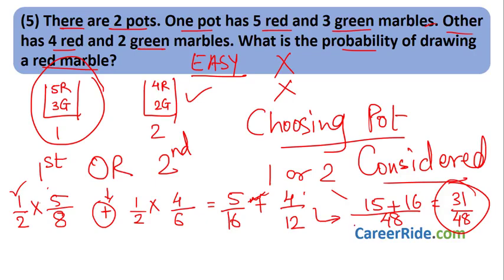See, the twist or trick here was to consider the probability of choosing a pot. If there are 2 pots, choosing one pot out of 2, the probability will always be 1 by 2 for both of them. The probability for choosing pot number 1 is 1 by 2, and for pot number 2 it is also 1 by 2. But we have to consider that 1 by 2 while choosing the red marble. Moving to the next question.